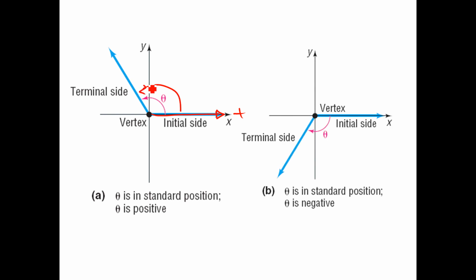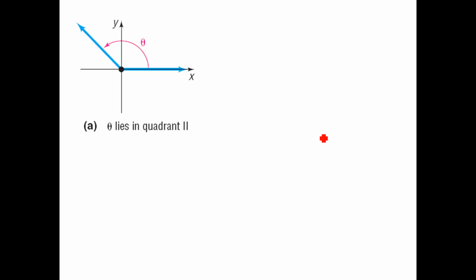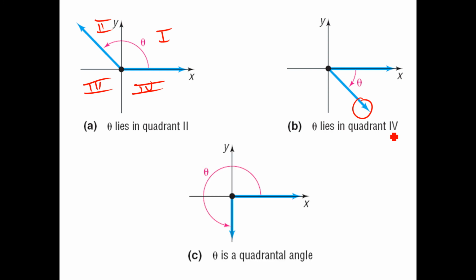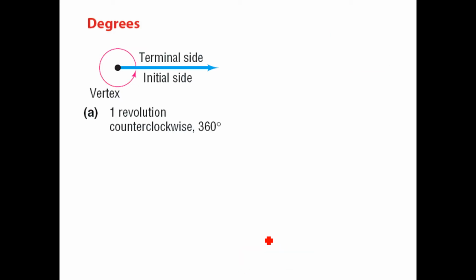Here we're in standard position because our initial side is on the positive x-axis, but we're negative because we're rotating clockwise. All right, here theta lies in quadrant 2. Remember our quadrants, 1, 2, 3, and 4. And here we're in quadrant 4. So you'll see it's wherever the terminal side ends up is where we'll say our angle is. Here we're in between quadrants 3 and 4, so we're on the negative y-axis. We'll call this a quadrantal angle.